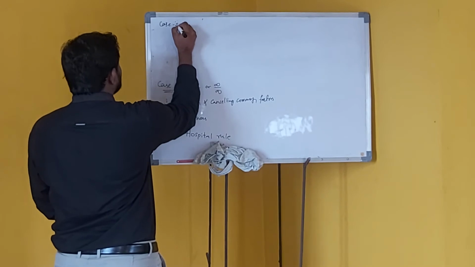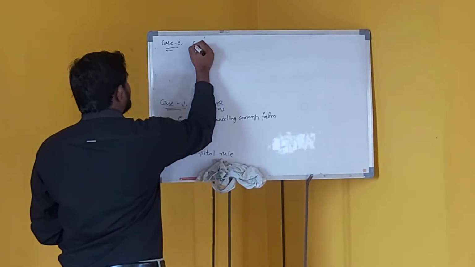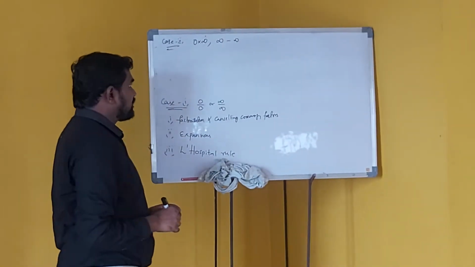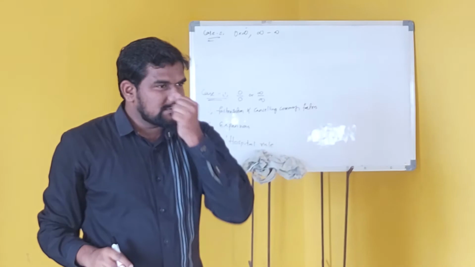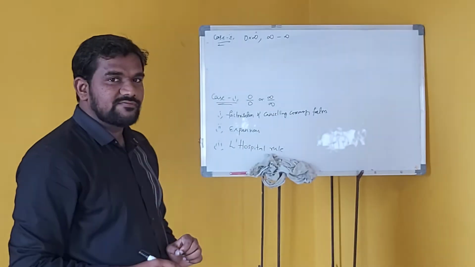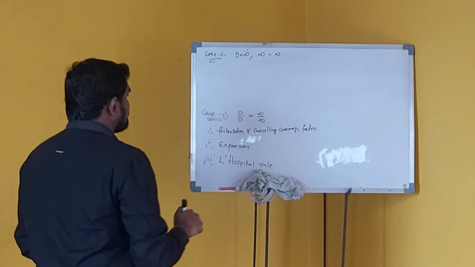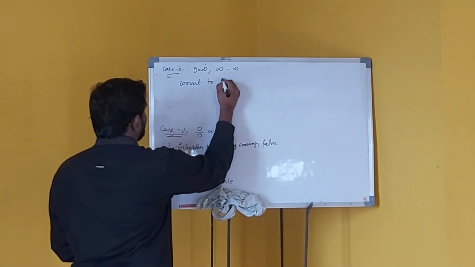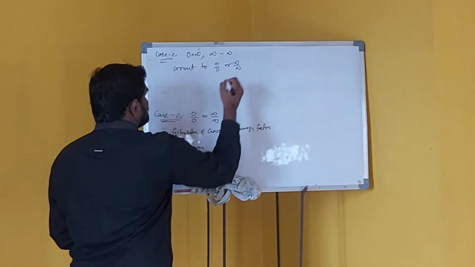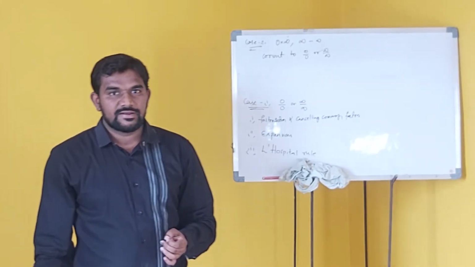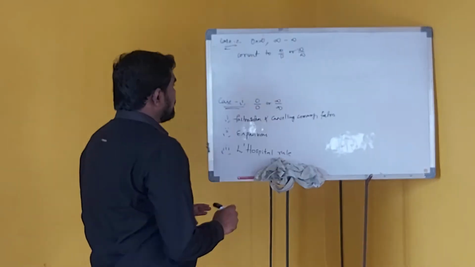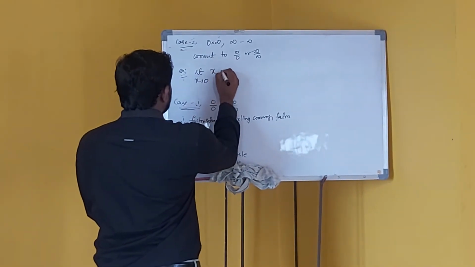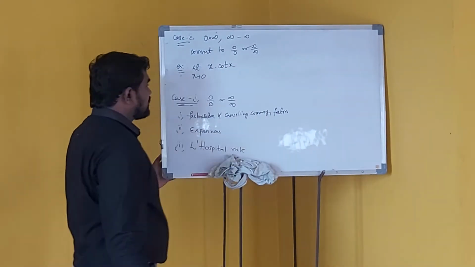Now moving on to the next two indeterminates, that is 0 into infinite or infinite minus infinite. Whenever you see 0 into infinite or infinite minus infinite indeterminate, we just have to convert this to 0 by 0 or infinite by infinite. A very simple technique here. Let me give one example. Limit x extends to 0, x times of cot x. X times of cot x.